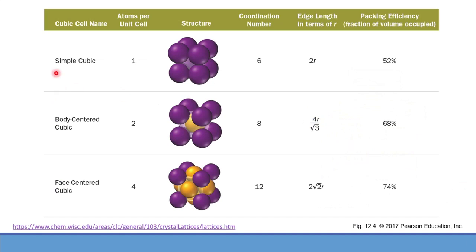We're going to go through and look at the simple cubic, the body-centered cubic, and the face-centered cubic cells. This link here will take you to a good summary of these with some really nice illustrations. What I really want you to focus on is this right here. You do not need to worry about the edge length in terms of R. That is not really important. And you don't need to memorize the exact numbers here, but what I do want you to know is that the simple cubic cell has the least packing efficiency, and the face-centered cubic cell has the greatest packing efficiency.